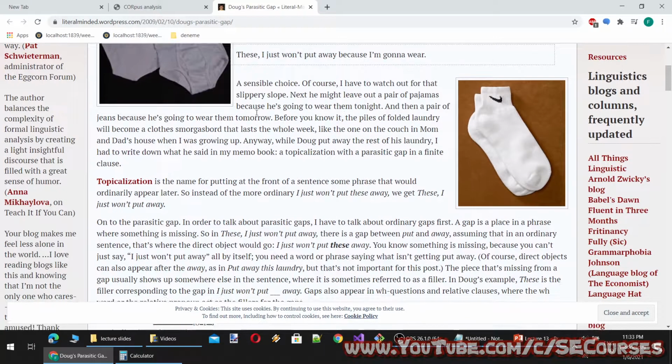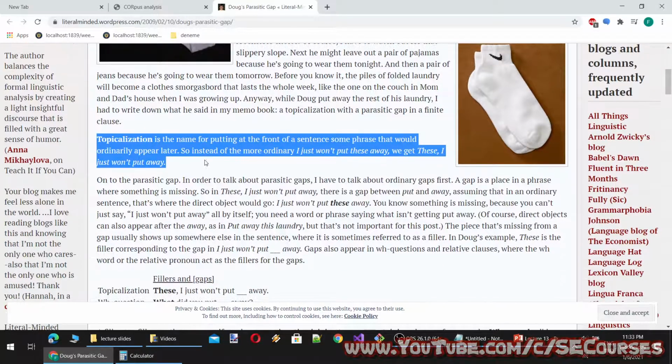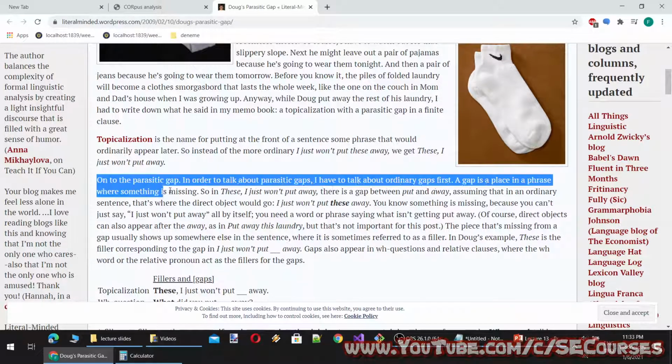Anyway, while Doug put away the rest of his laundry, I had to write down what he said in my memo book, a topicalization with a parasitic gap in a finite clause. Topicalization is the name for putting at the front of a sentence some phrase that would ordinarily appear later. So instead of the more ordinary "I just won't put these away," we get "These I just won't put away."